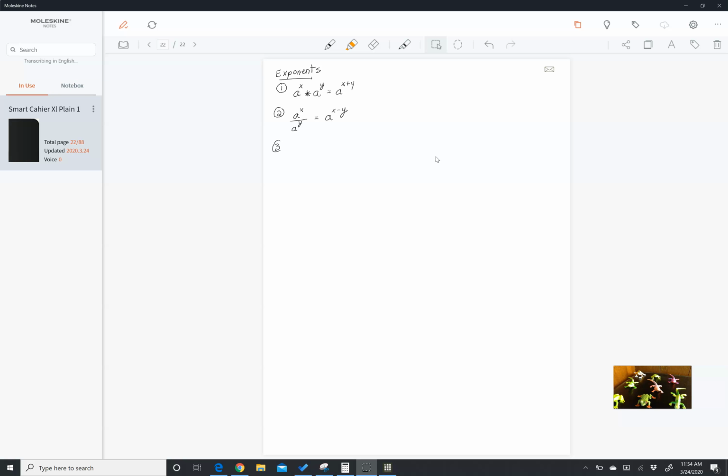And then exponents, we already talked about the fact that they can distribute into parentheses, but they can only distribute into parentheses if inside the parentheses we're multiplying. So this is a times b, so we can distribute the exponent and it becomes a to the x times b to the x. And again, this holds true if we're dividing. So if we have a divided by b, and we're raising that to the x power, then this is a to the x power over b to the x power.